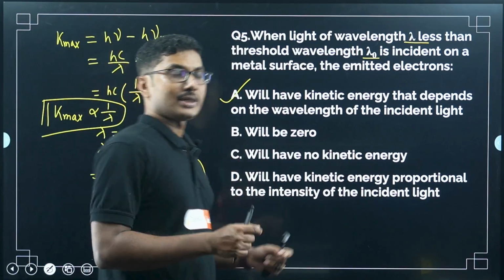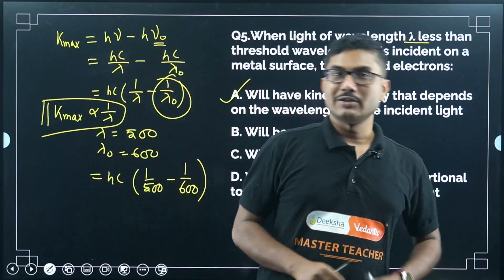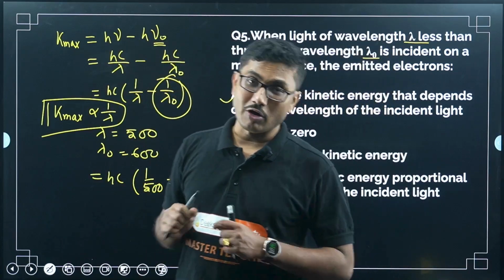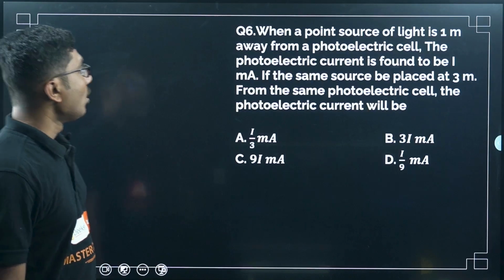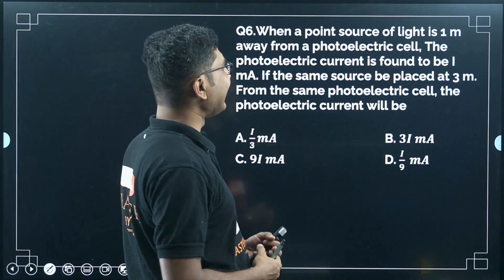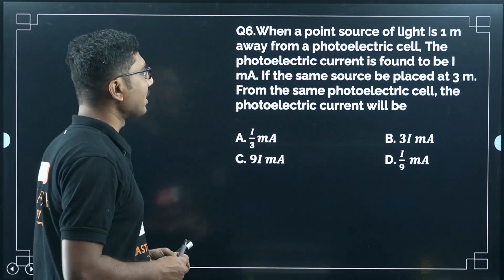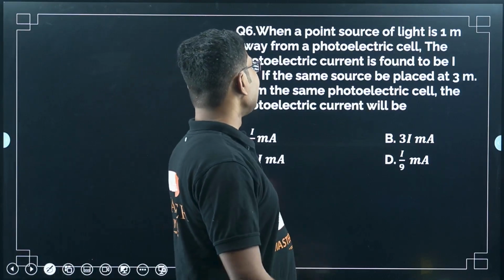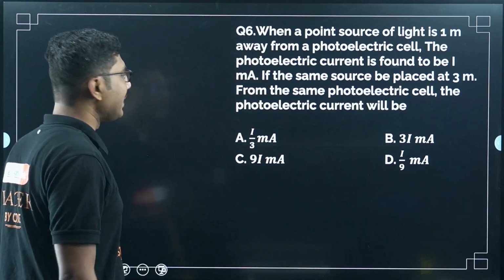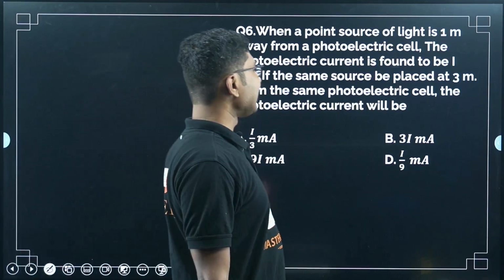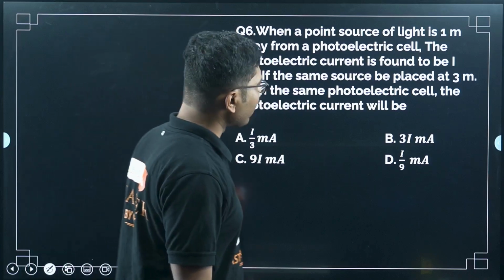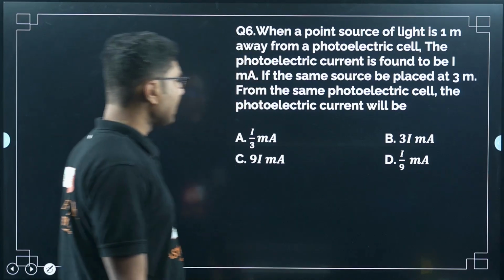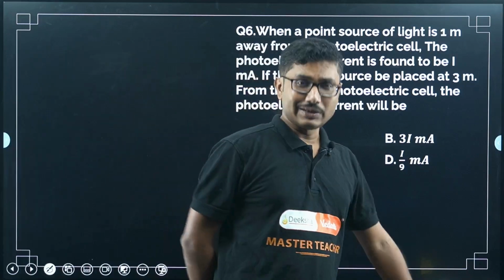Okay, saturation current only depends on the intensity of the incident radiation, not the kinetic energy. Be careful about that. Now, when the point source of light is 1 meter away from a photoelectric cell, the photoelectric current is found to be I milliampere. If the same source is placed at 3 meters from the same photoelectric cell, the photoelectric current will be? This is a very interesting question.